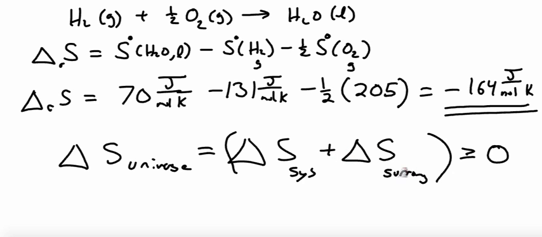So we already saw that for this particular reaction, the system of interest had a negative entropy change. Now that implies that this has to be positive, and it has to be at least as big as 164, probably much bigger. So this should be a positive number. Let's find out what this number is.